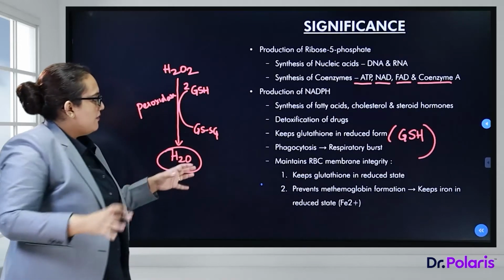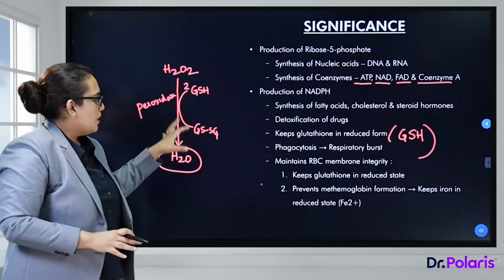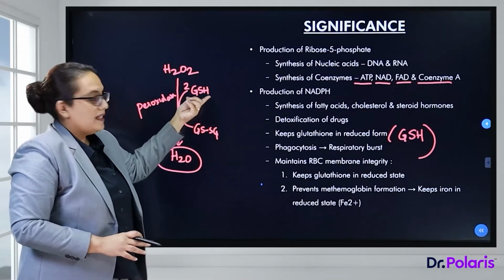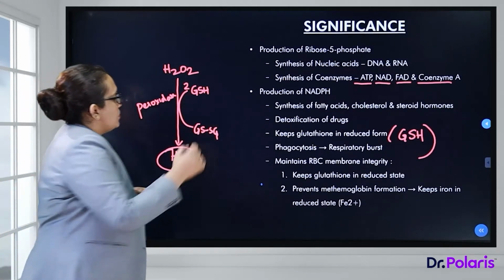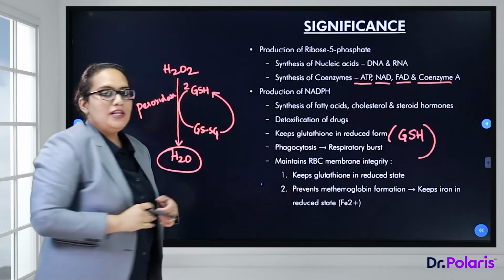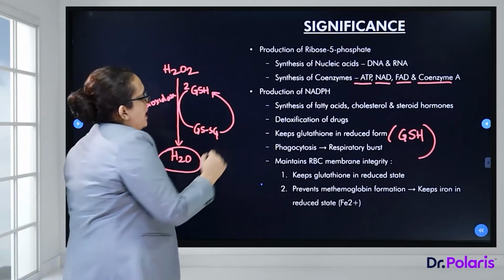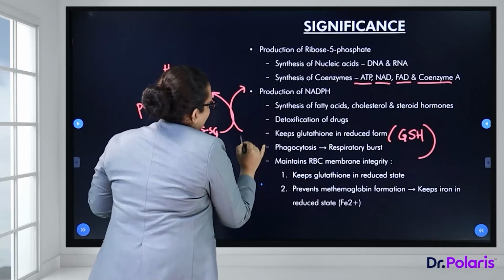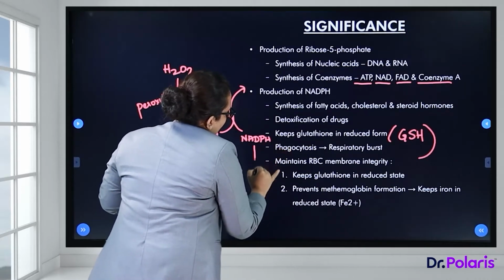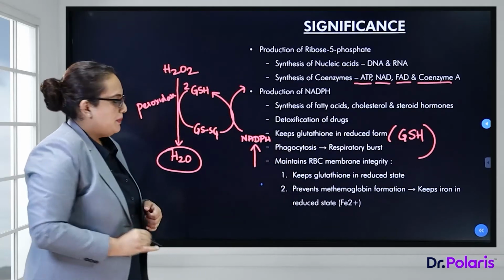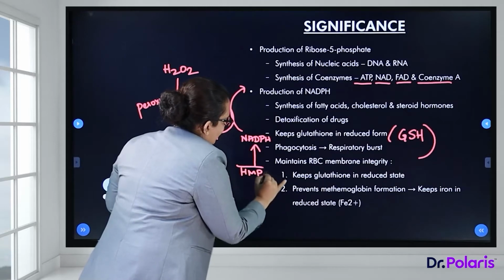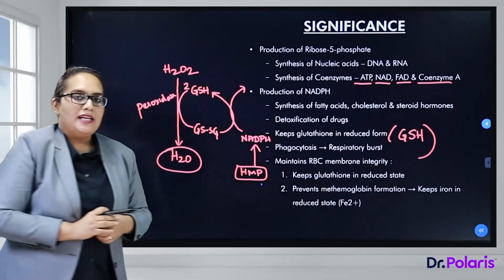Now, it's not enough that this entire reaction stops at this part. It is important to regenerate the glutathione so that it's in its reduced form again. The reduction of oxidized glutathione, or the regeneration of reduced glutathione, occurs with the help of NADPH. And this NADPH is generated through the HMP pathway. This is one of the sources of NADPH.